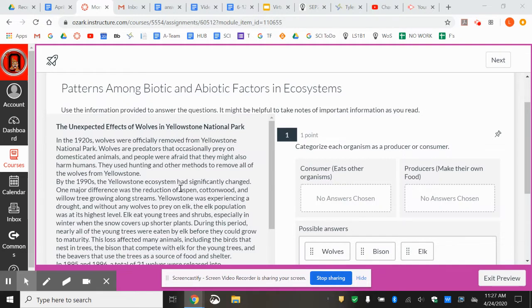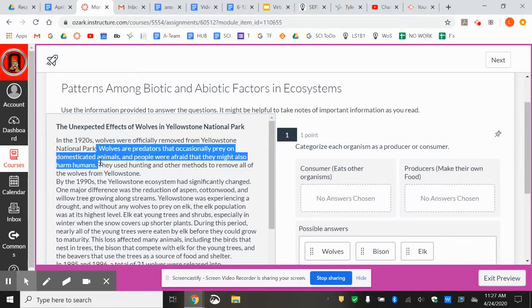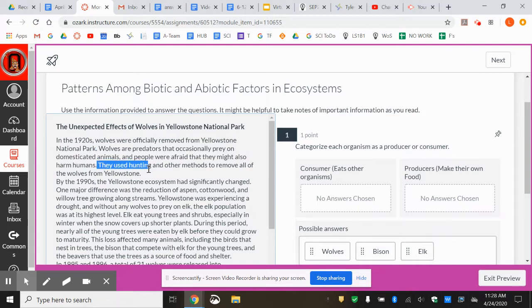So here we go. The unexpected effect of wolves in Yellowstone National Park. In the 1920s, wolves were officially removed from Yellowstone National Park. Wolves are predators that occasionally prey on domesticated animals, and people were afraid that they might also harm humans. Remember, domesticated animals are animals that humans have tamed from the wild. So that might be things like cats and dogs, as well as any kind of livestock. They used hunting and other methods to remove all of the wolves from Yellowstone.